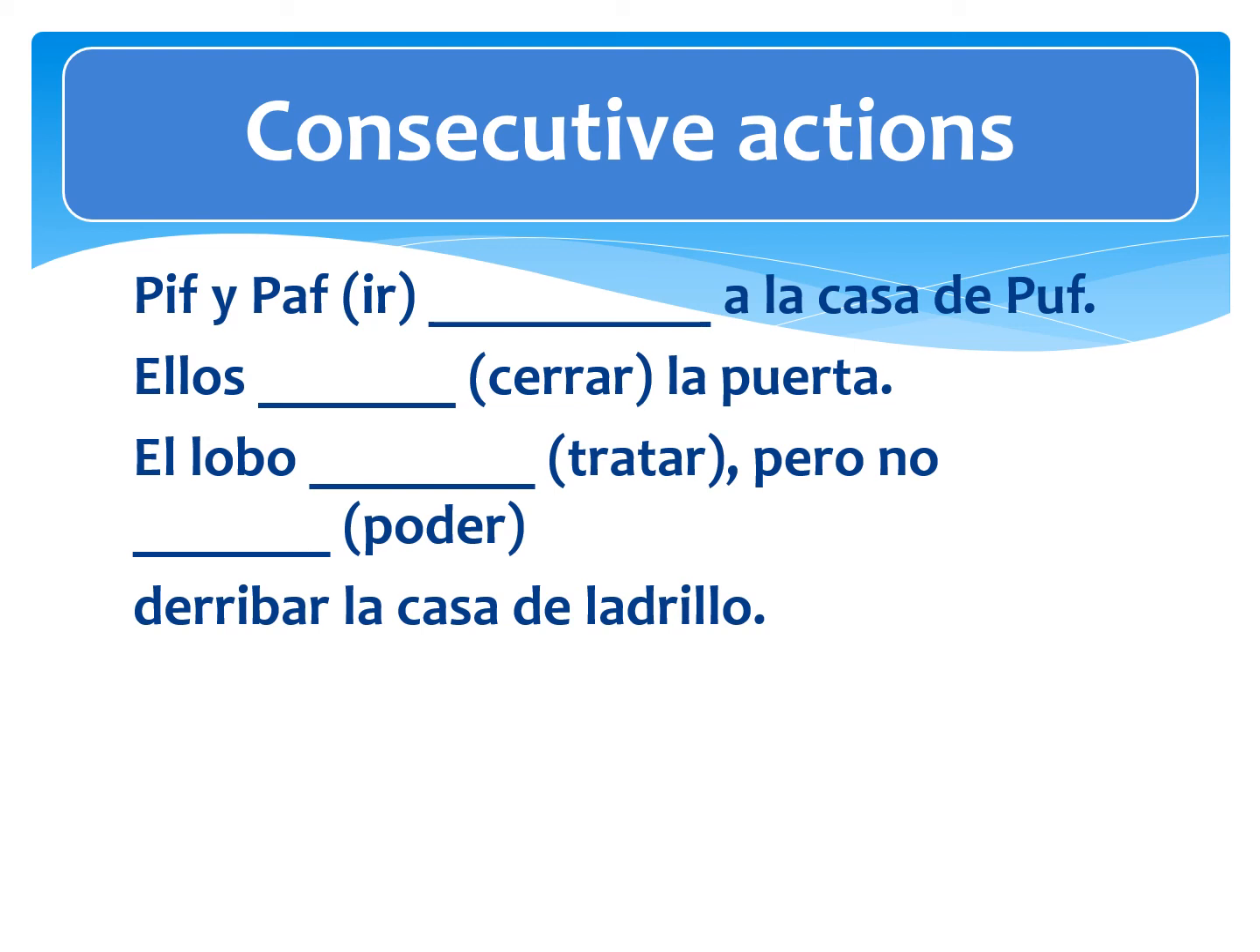All right, here all the verbs are in the preterite. Pif y Paf fueron a la casa de Puf. They went to his house. Ellos cerraron la puerta. They closed the door. El lobo trató, pero no pudo, derribar la casa de ladrillo. The wolf tried, but could not, knock down the house made out of brick.